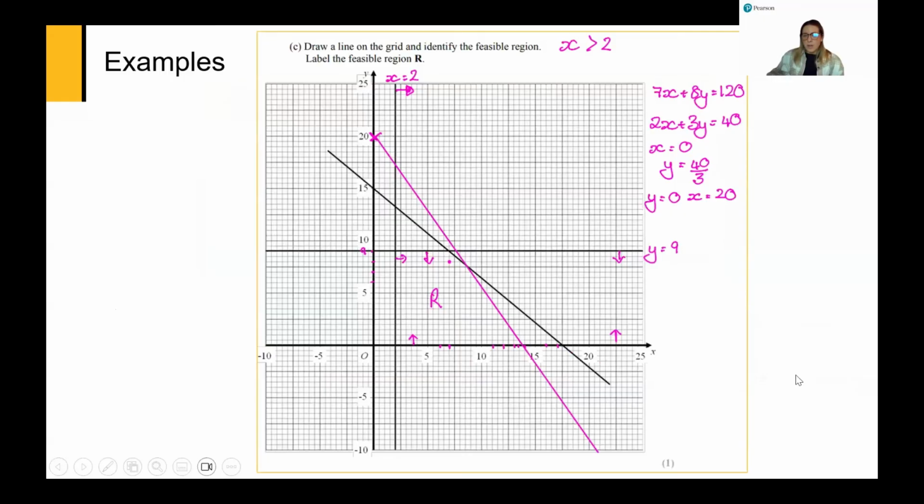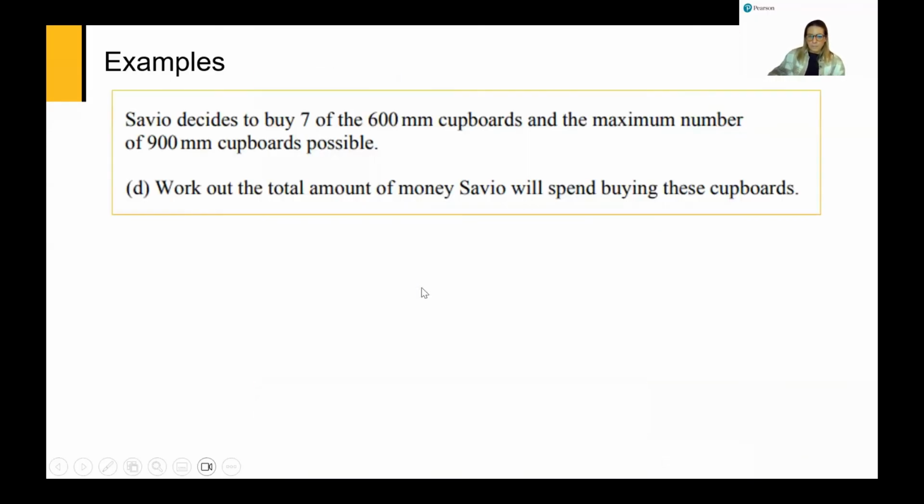Then we have to draw this on the grid. So draw a line on the grid and identify the feasible region. So we label the feasible region. We've got nice little arrows. I used to teach my students to use the arrows to just almost point to where they're allowed to go. So we've got a nice feasible region in this, I want to say trapezium, but at close inspection it's not. But in this little section here.